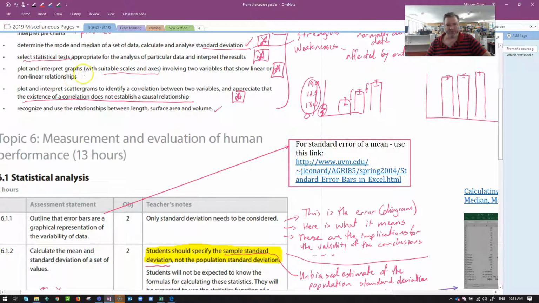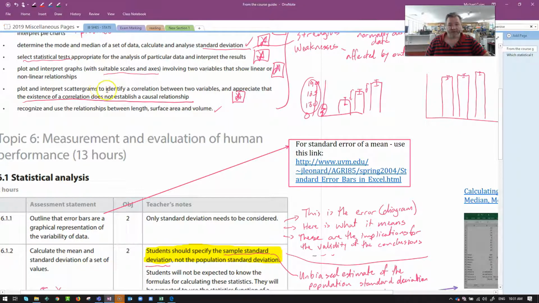Plot and interpret graphs with suitable scales and axes. So, in IAs especially, don't forget to label axes. Make sure your scale is reasonable to show the difference between things. We don't want misleading graphs where you cut off a lot of the y-axis and then you're just showing a 0.5 difference, but it looks like something's 5 times as big as the other one because of the scale you're using. Make sure you're not artificially exaggerating any differences there.